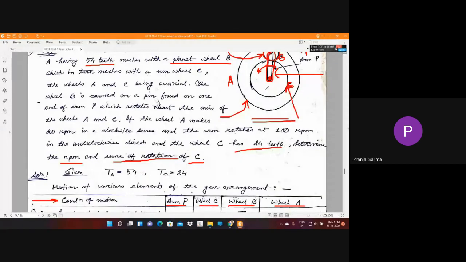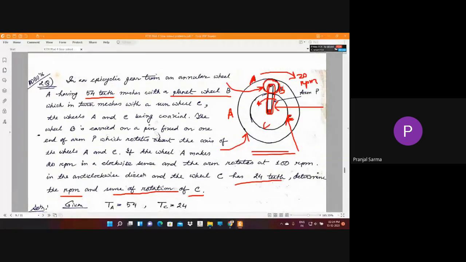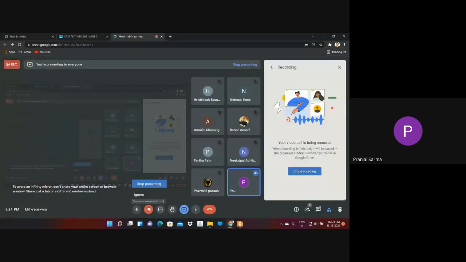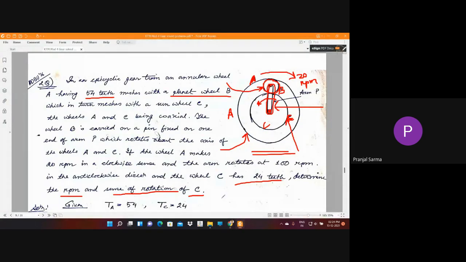Wheel C, the sun wheel, and this particular planet wheel: are they internally meshing or externally meshed? External meshing or internal meshing? Who can tell me? Rehan? So this is external meshing.